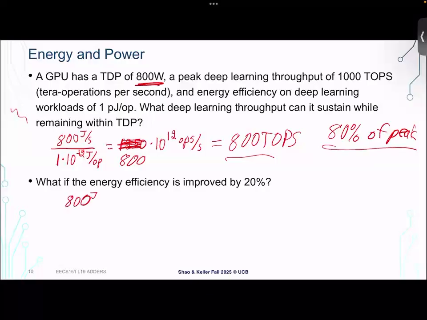Well, now we have 800 joules per second. Our energy efficiency is better, which means it's lower, right? So now we have, let's see, that would be 0.8 picojoules or 800 femtojoules, if you'd like. 10 to the minus 15. And so now this works out as 1,000 ops per second, which is 1,000 tops.